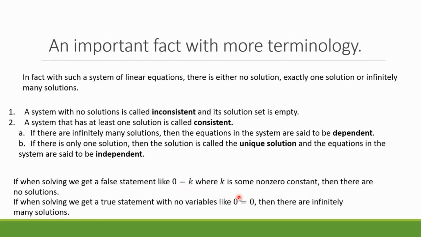However, if when solving it, you get a statement that's true, and there are also no variables, then we say there are infinitely many solutions. Let me say it again. If you get a statement that's true, like 0 equals 0, 1 equals 1, 5 equals 5, and there are no variables there, then we say there are infinitely many solutions in that case.